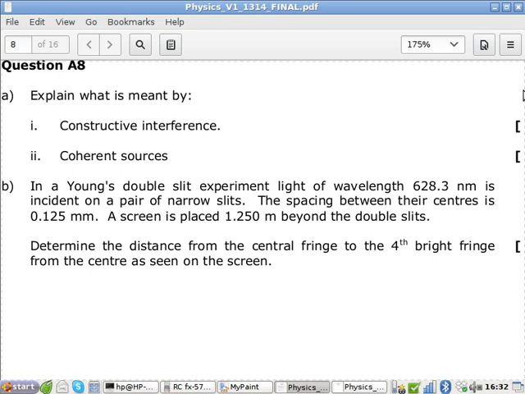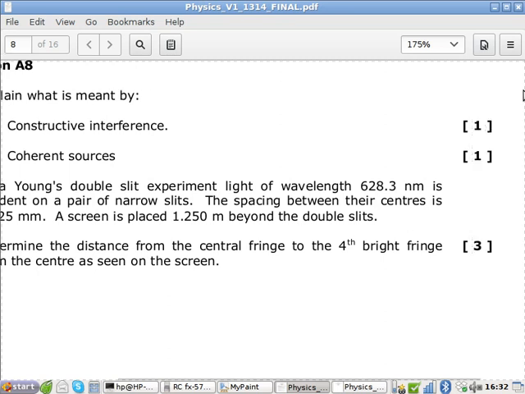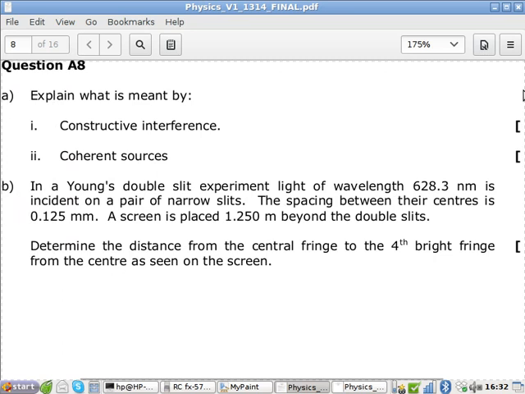Constant sounds more academic, it's nicer, and a safe way. Right, very good. So that's the 2 marks definitions, no problem. So now on to the actual calculation.